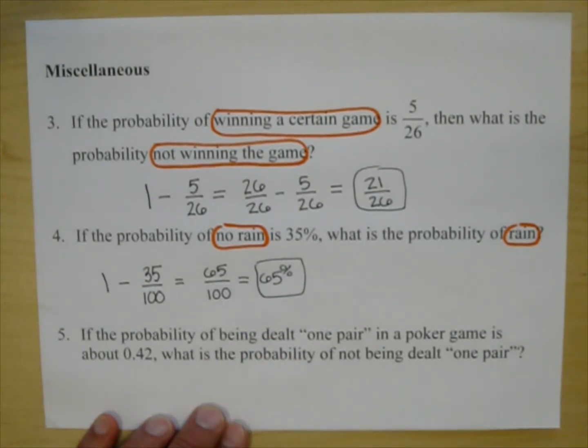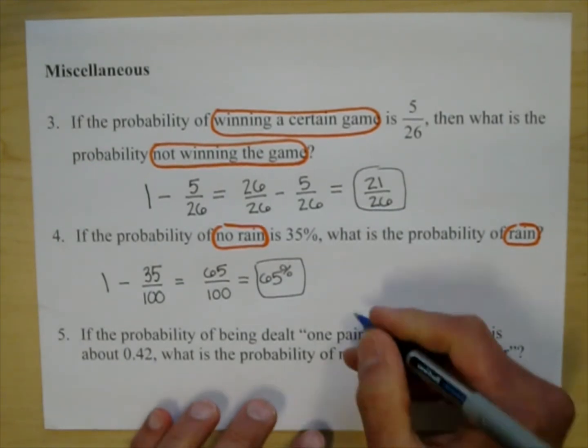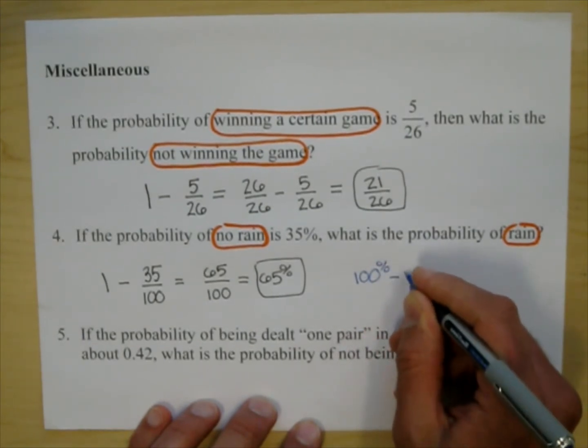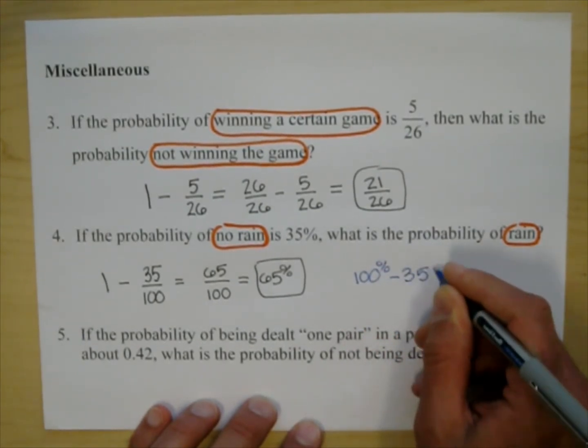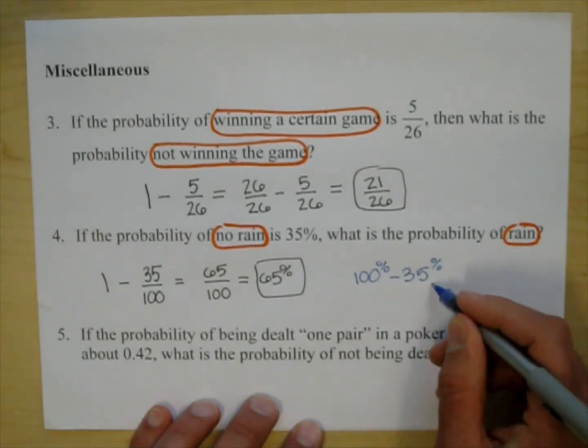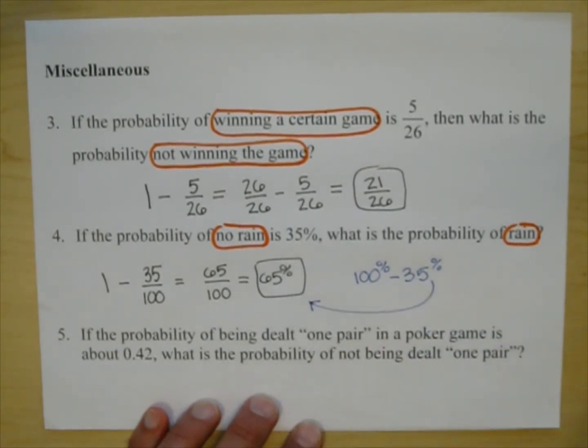That's up to you. Another way of doing this problem is you could have just said 100% minus 35%. Because 100% is 100 over 100. That's what that means. And you end up getting that answer.